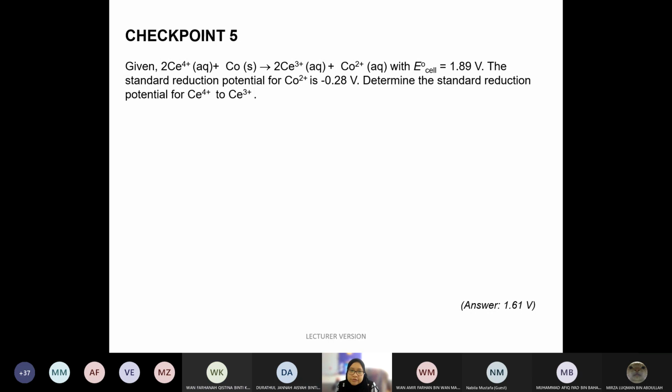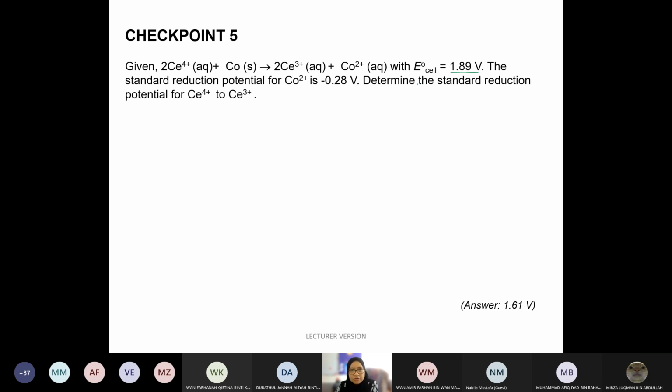Okay, so let's go through the question. Given the equation, this is the full equation, and then the E naught cell for this reaction is this one. This is the E naught cell. Please make sure that you know how to differentiate between E naught cathode, E naught anode, E naught cell, E naught reduction.